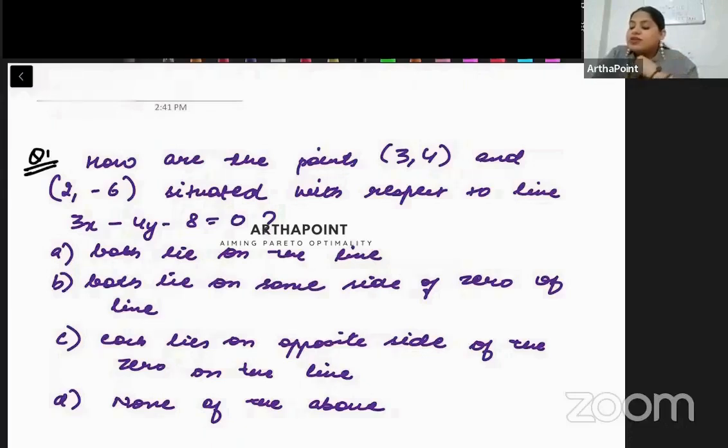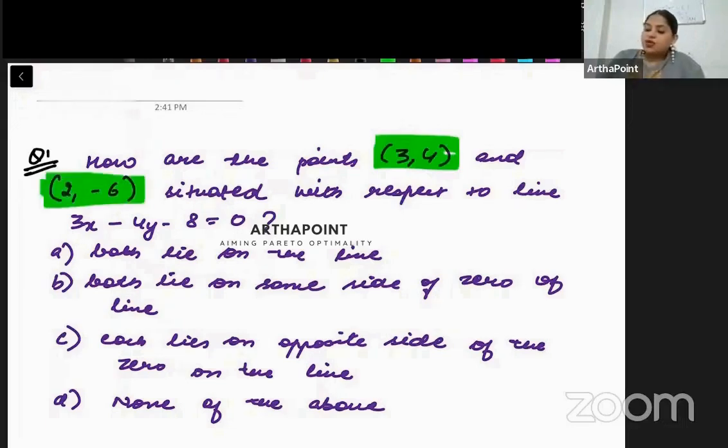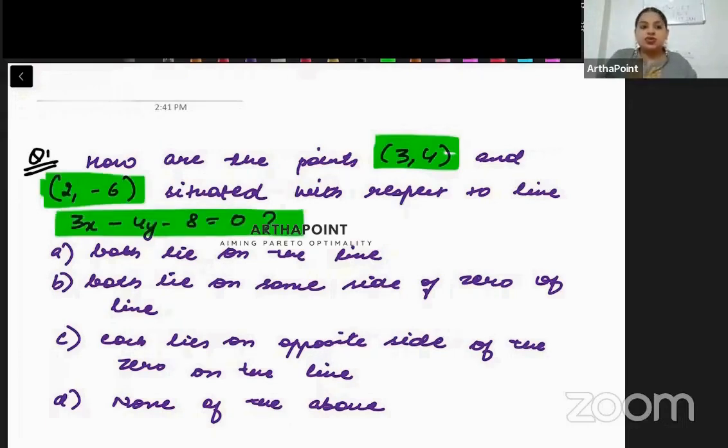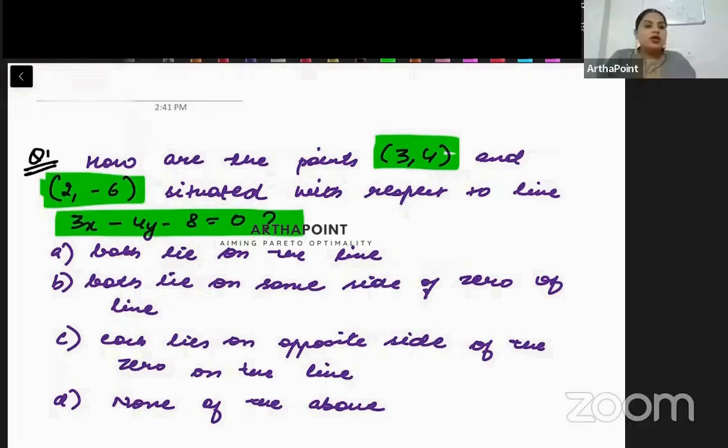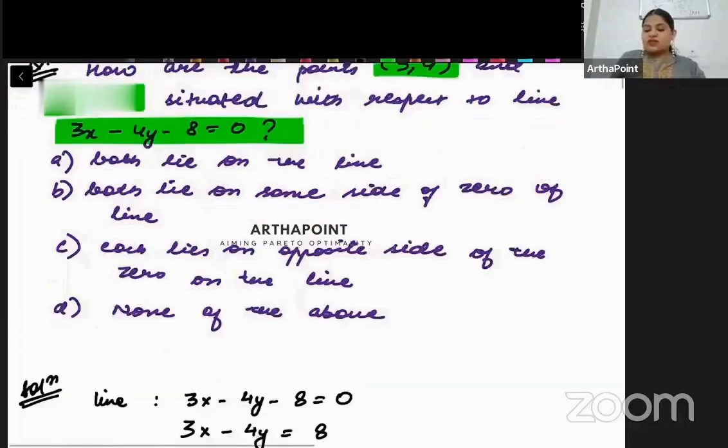How are the points 3, 4 and 2, minus 6 situated with respect to the line 3x minus 4y minus 8 is equal to 0? So beta, the question is asking that if you were to make this line and these points, what kind of a situation of the points would be there? So very simple. We will plot this line first.